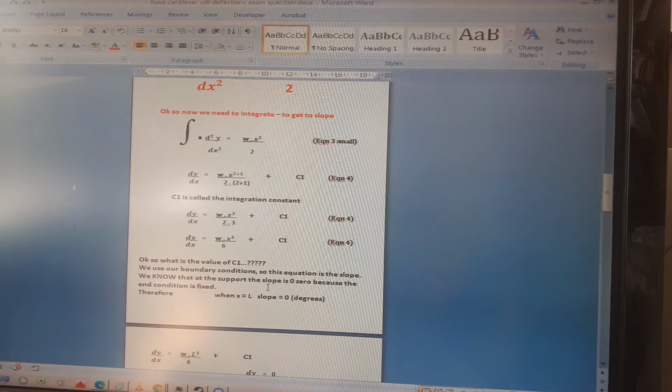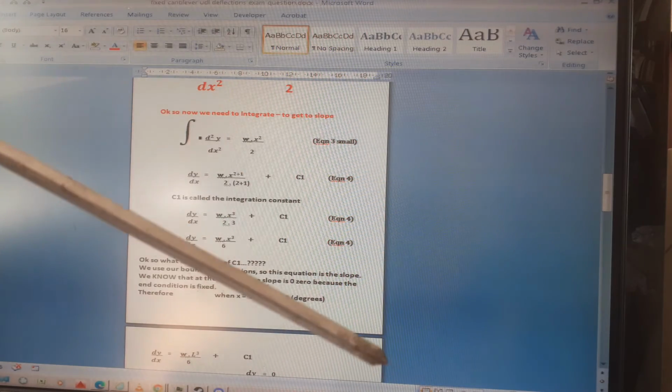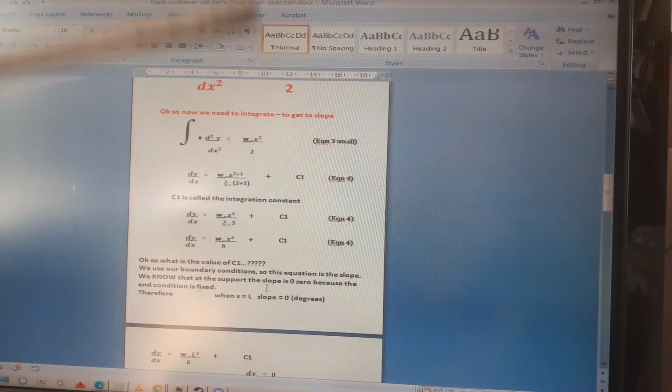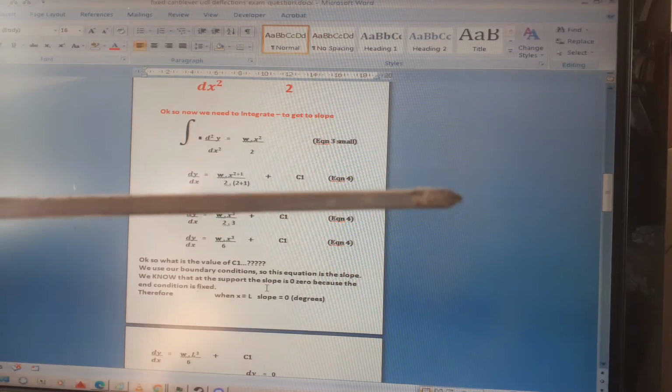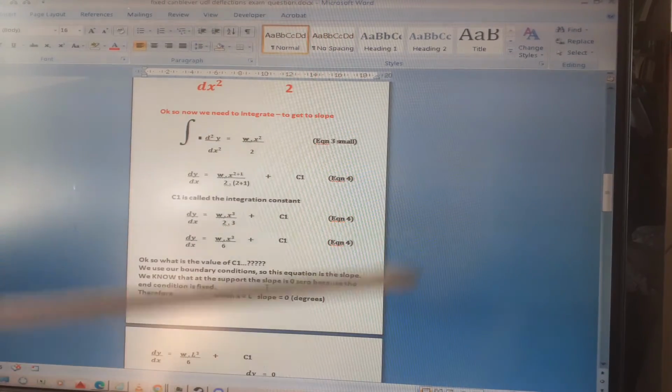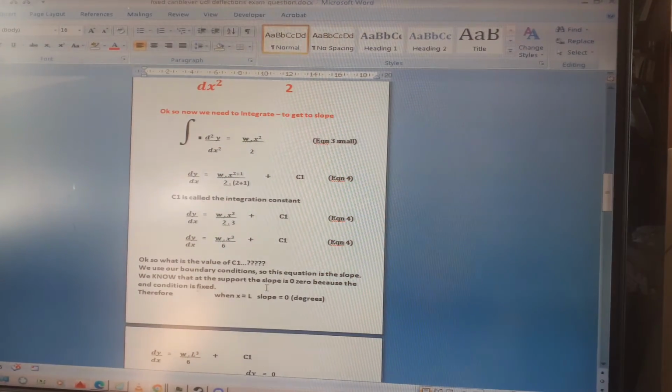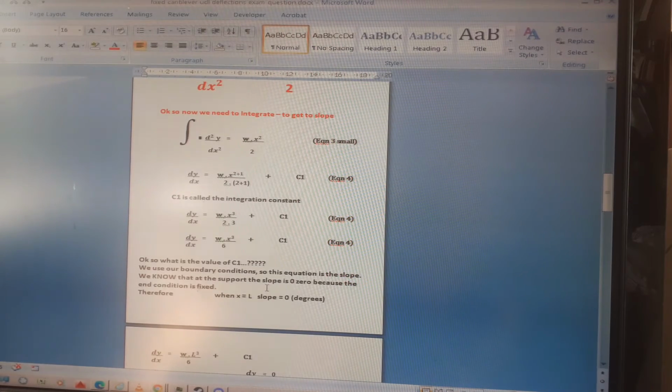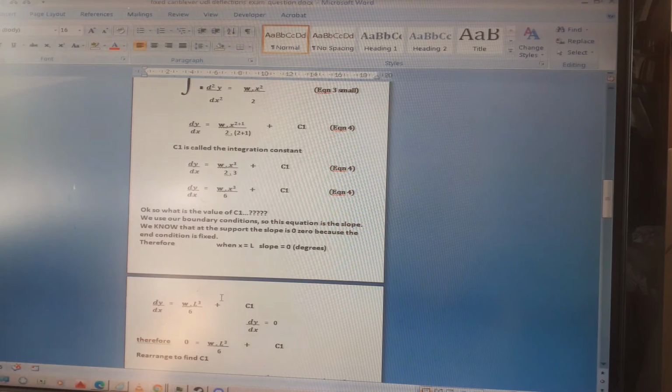It's the first integration of y, the deflection. So you just imagine it's the slope, wherever the beam is deflected, like where I'm showing with the screwdriver, the angle is the slope. We now use our boundary condition, so this equation is the slope. We know that at the support the slope is 0 because the condition is fixed. Therefore, when x equals L, the slope equals 0 degrees.